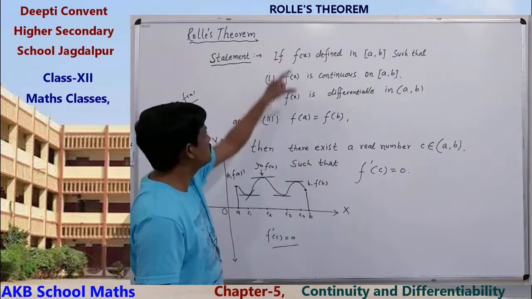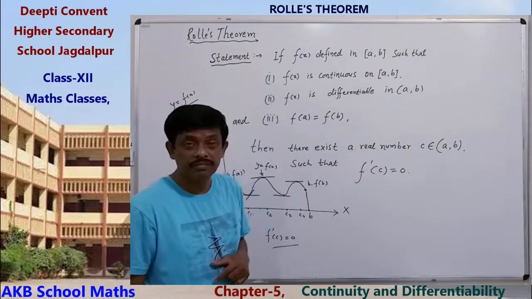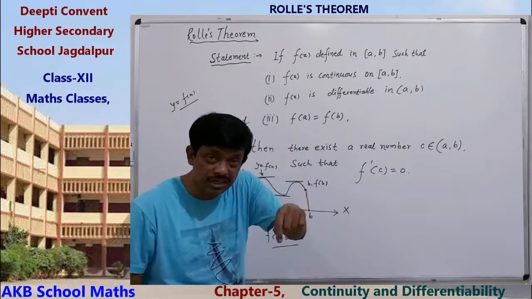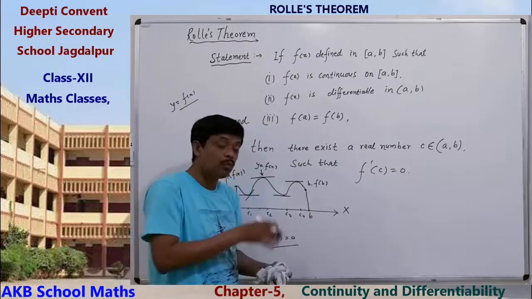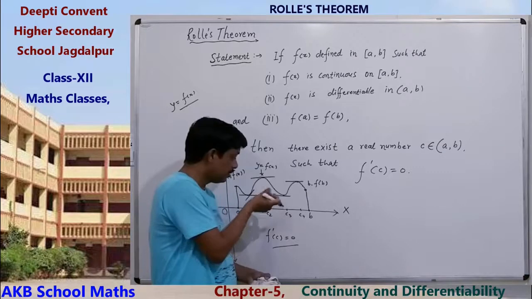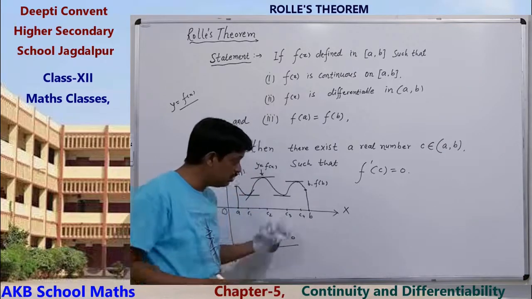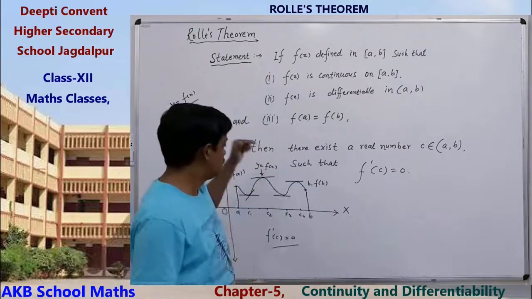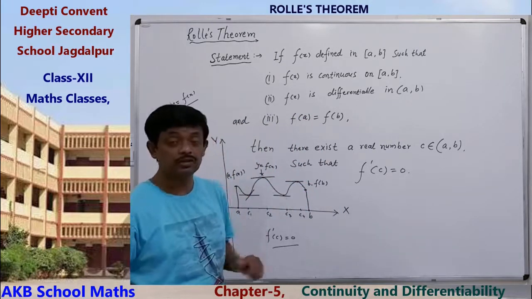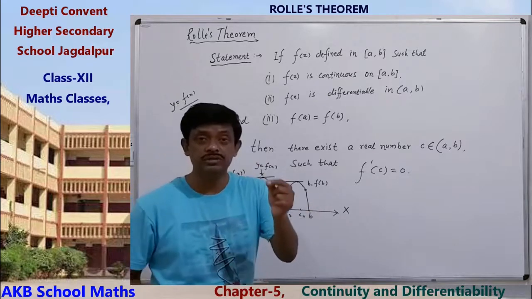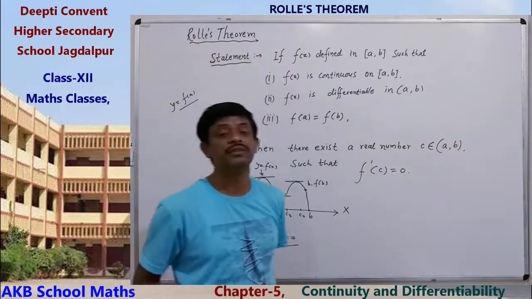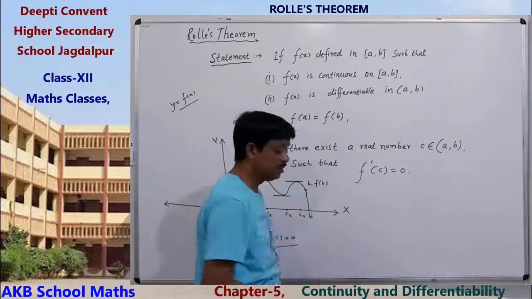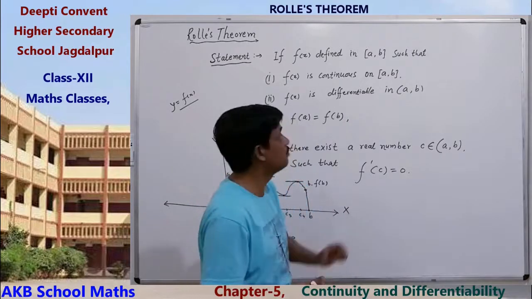What is the geometrical meaning of Rolle's theorem? It means if these conditions are satisfied, then the slope of the tangent to the curve at a point between A and B is equal to 0. There exists a point at which the slope of the tangent to the curve is equal to 0. That is the geometrical meaning of Rolle's theorem. Clear? So we will solve questions for verifying Rolle's theorem.